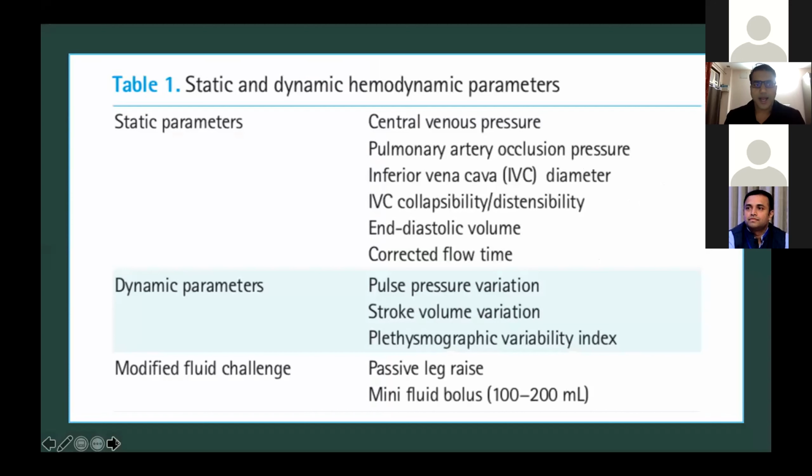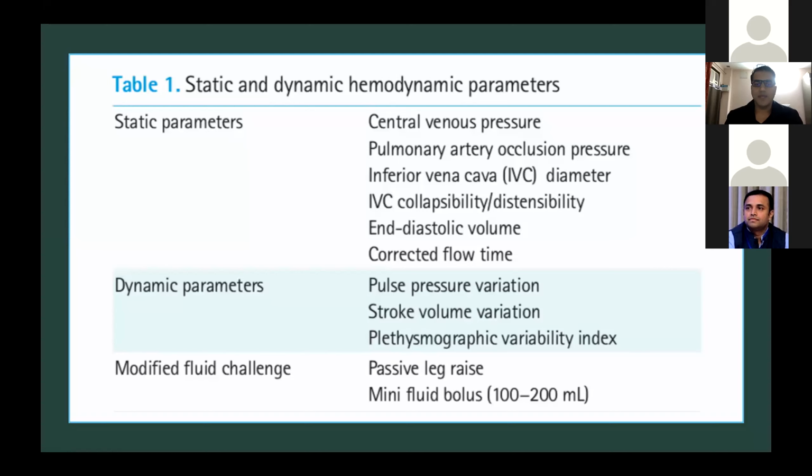Now, in the ICU, we have been following various static and dynamic parameters whenever we give fluid resuscitation to our patients. We have particular standard and target endpoints that we look at for any fluid resuscitation. Before, we used to see static parameters like CVP, pulmonary artery occlusion pressure, IVC diameter, collapsibility index, and the distensibility index, along with end diastolic volume and corrected flow time.